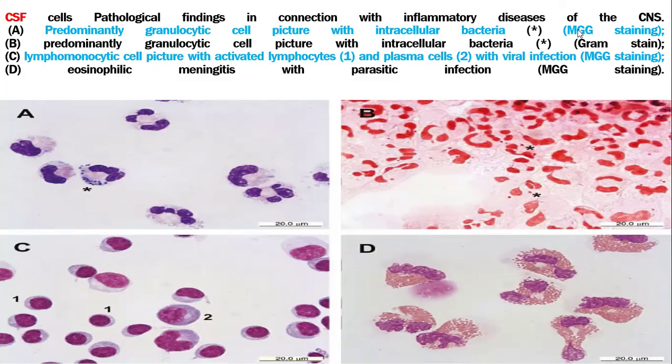So here, CSF cells pathological findings again. Lymphomonocytic cell picture here. If you see here, lymphomonocytic cell picture with activated lymphocytes. One is plasma cells and two is viral infection. And the stain used here is MGG stain. Again here, eosinophils are there. Eosinophilic meningitis with parasitic infection. Again, the stain we have used is MGG staining.